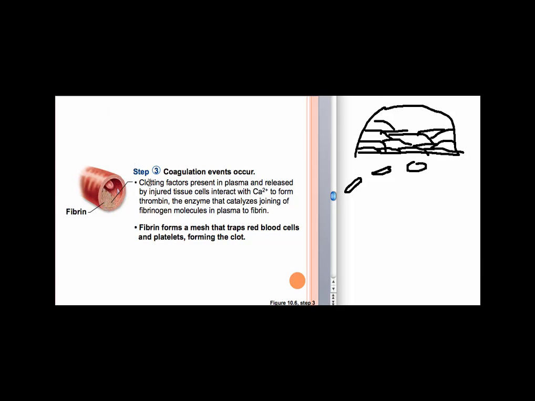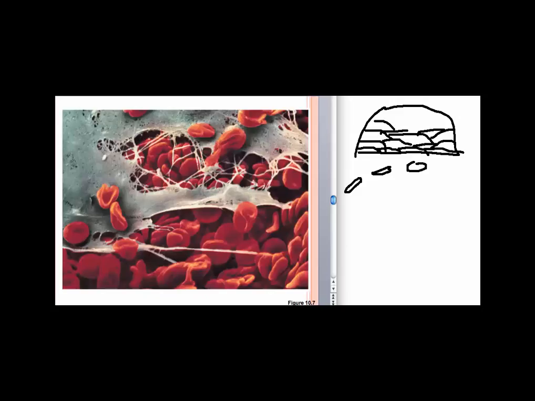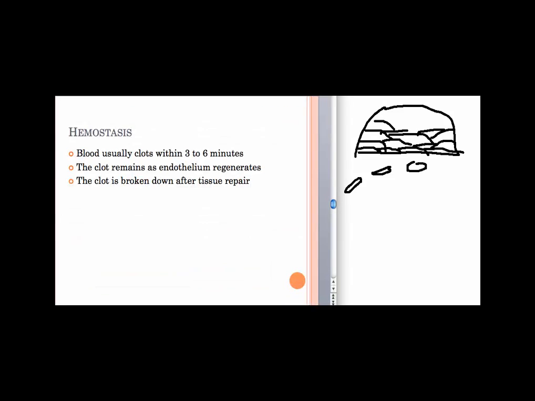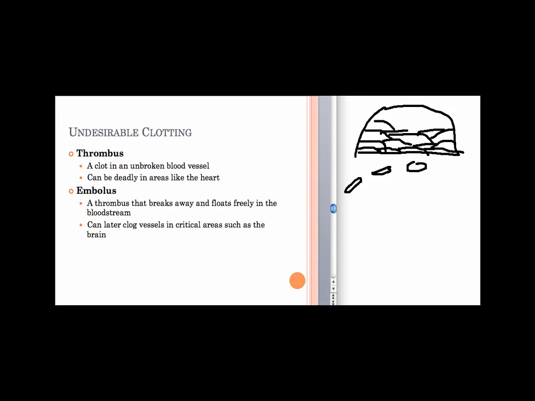Finally, here is that last phase. We have coagulation. Coagulation is the formation of all that fibrin that we just talked about, anchoring all these red blood cells and platelets into place to form that blood clot. This entire process occurs within 3 to 6 minutes, and if that clot breaks away and flows within our blood vessels, that can be deadly, especially if it gets stuck in our brain. That's called an embolus.